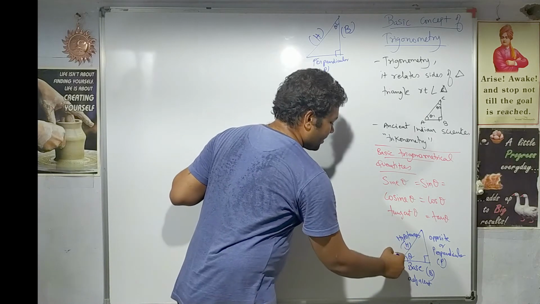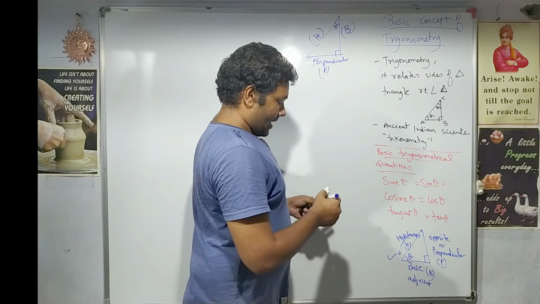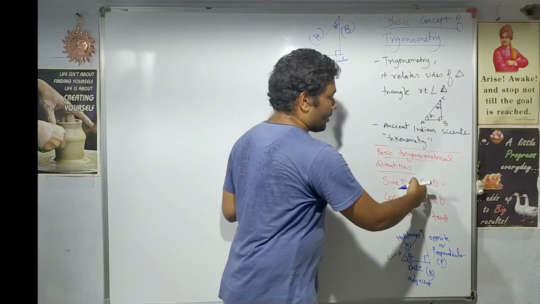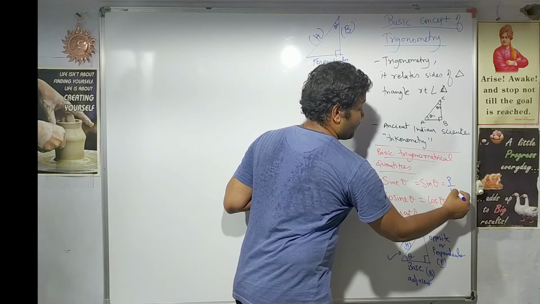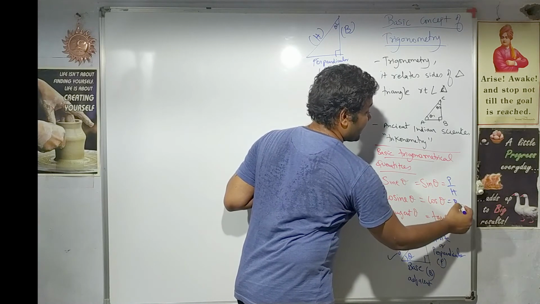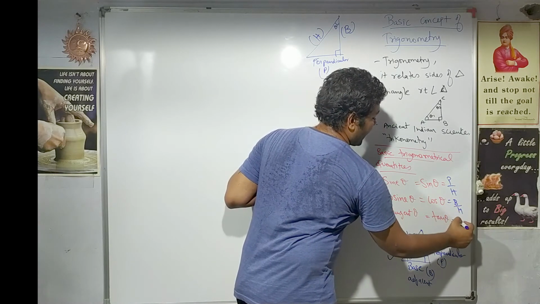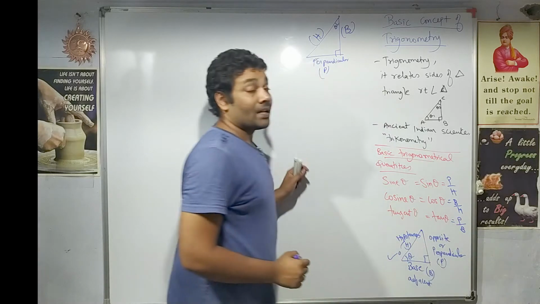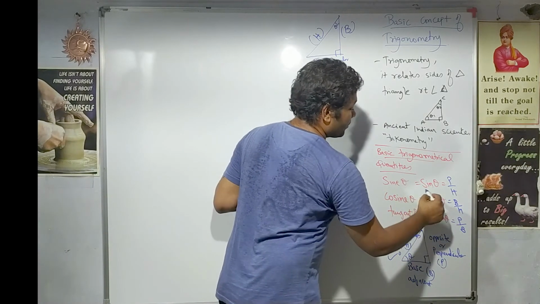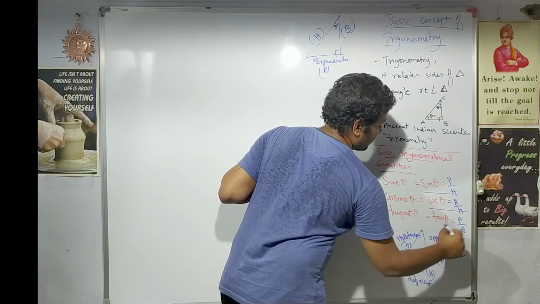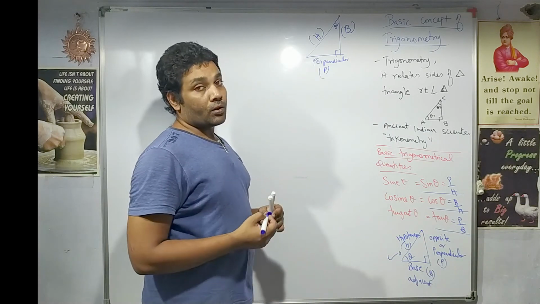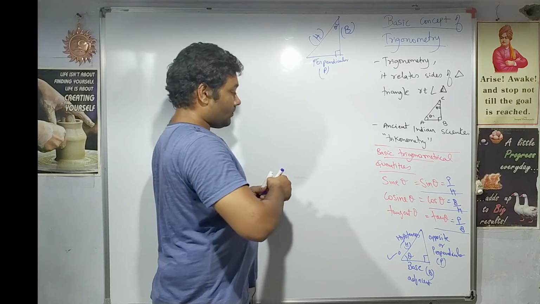We'll consider this triangle for simplicity. According to this triangle, what will be the value of sine theta? Perpendicular upon hypotenuse. Cos theta is base upon hypotenuse. Tan theta is perpendicular upon base. These are the formulas to calculate sine theta, cos theta and tan theta. Most basic formulas.